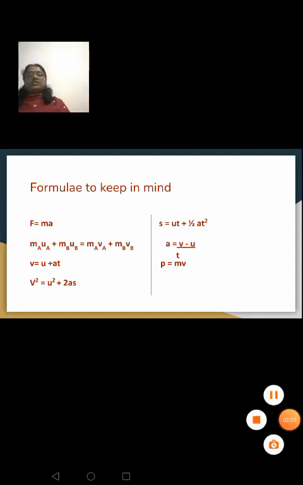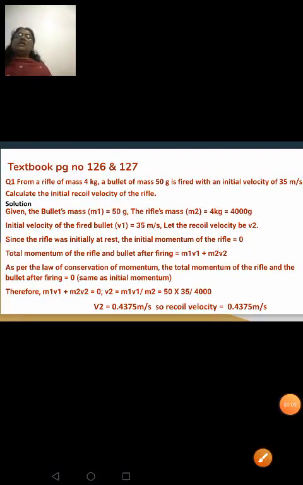Okay. Now let's start solving the sums given in your textbook. These sums are given in page number 126 and 127. The sums are all there. We'll start with the first sum. The question goes like this: from a rifle of mass 4 kg, a bullet of mass 50 gram is fired with an initial velocity of 35 meter per second. Calculate the recoiling velocity of the rifle.